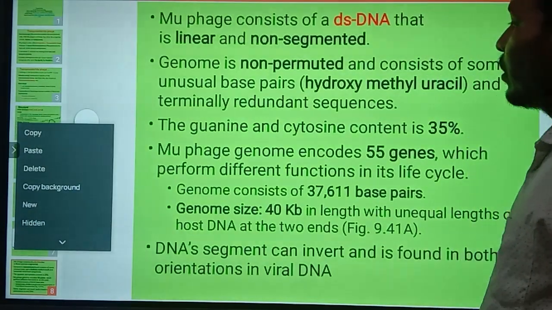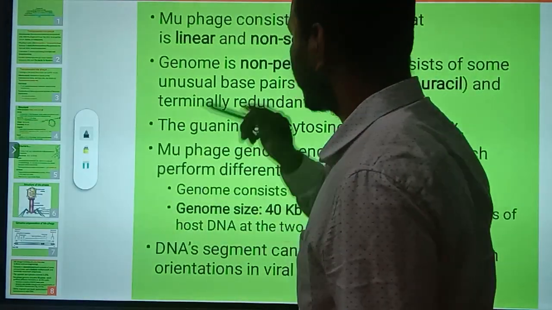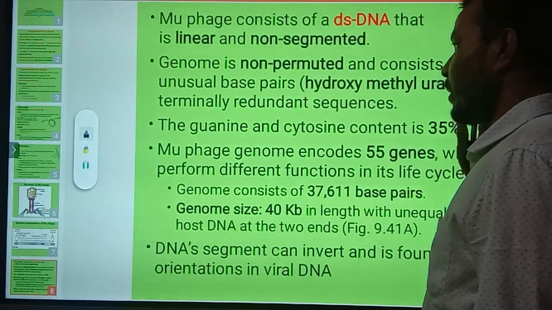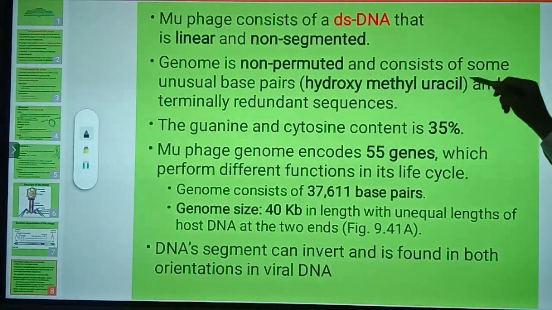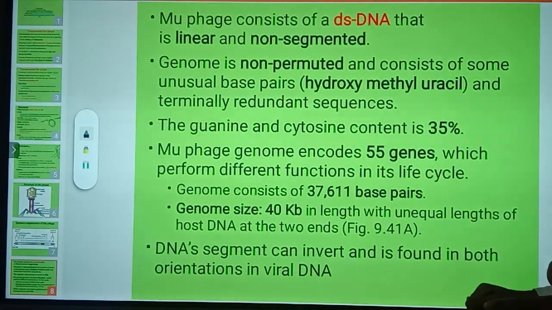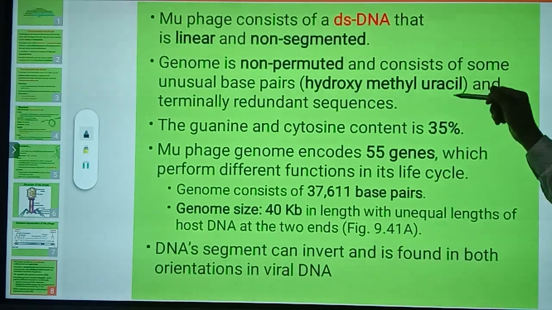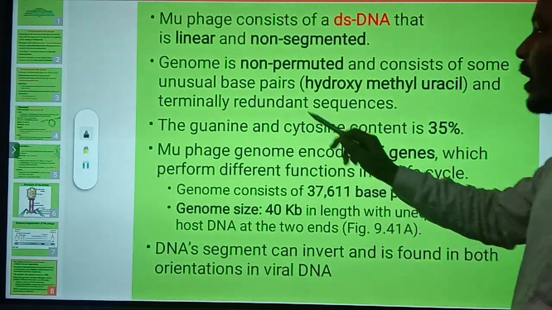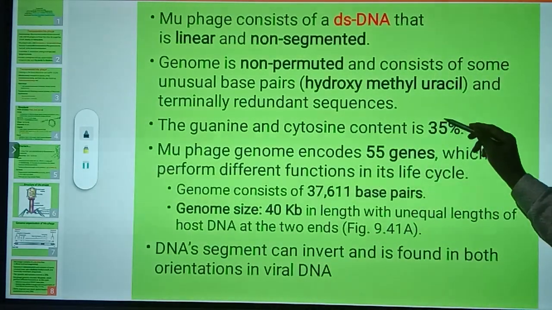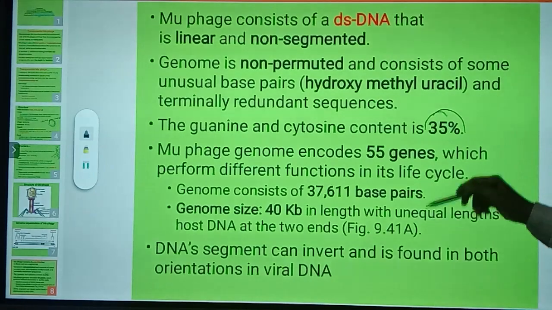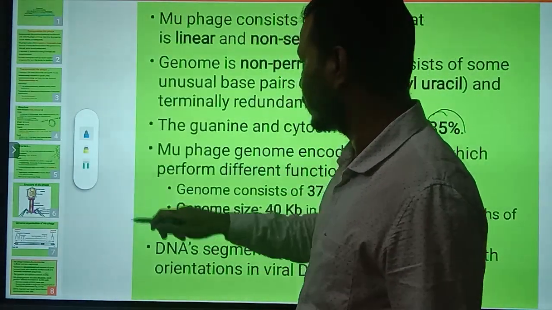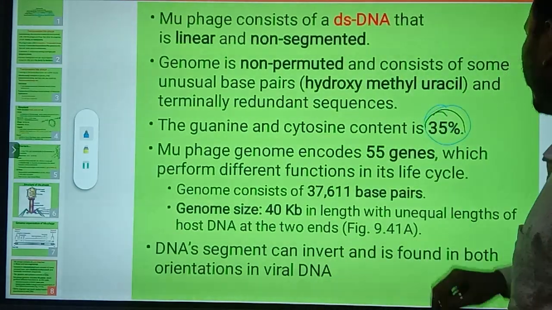Fine. So mu-phage consists of double-stranded DNA that is linear and non-segmented. The genome is non-permuted and consists of some unusual bases. That is, they have hydroxymethyl uracil, which is not normal, otherwise there should be uracil, and terminally redundant sequences. The guanine and cytosine content is about 35%, right?